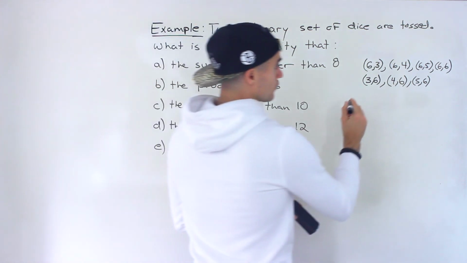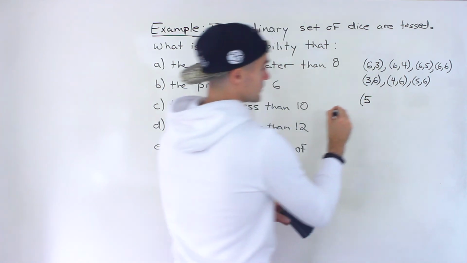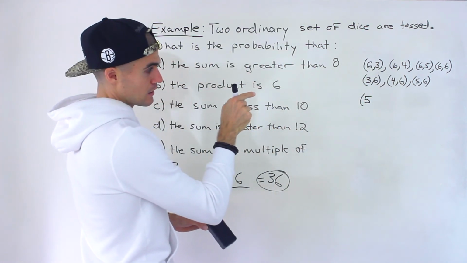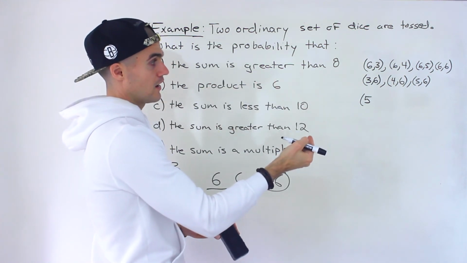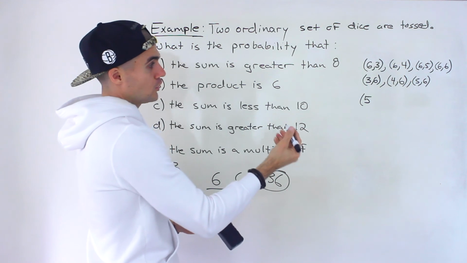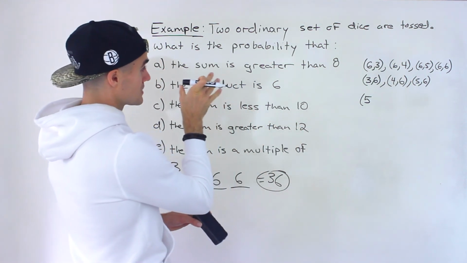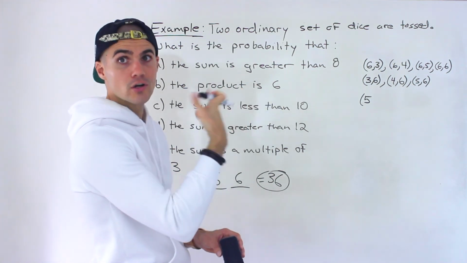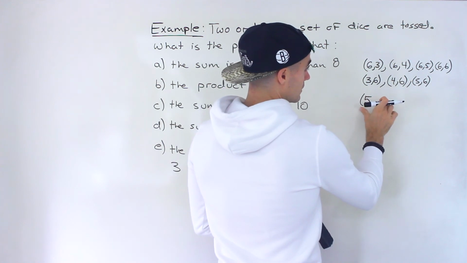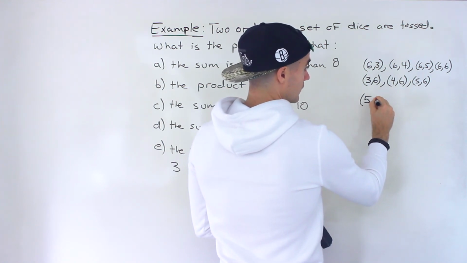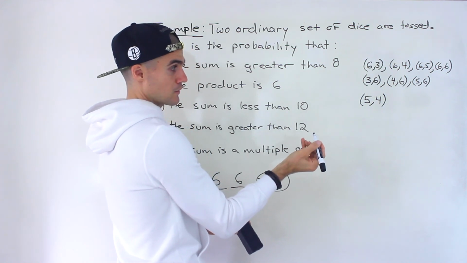Now, what about if we're dealing with 5? So let's say that the first dice has a value of 5. Well, notice that the second dice would have to have a value greater than 3 because we have a sum that's greater than 8. Not greater than or equal to 8, but greater than 8. So then the second dice would have to take a value of 4. So that would give us 9.